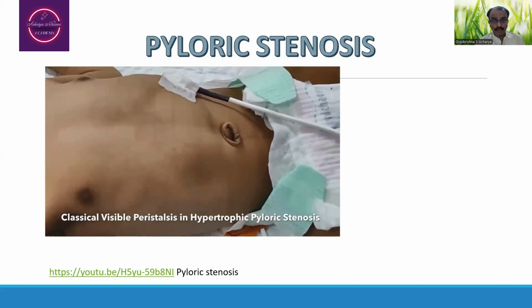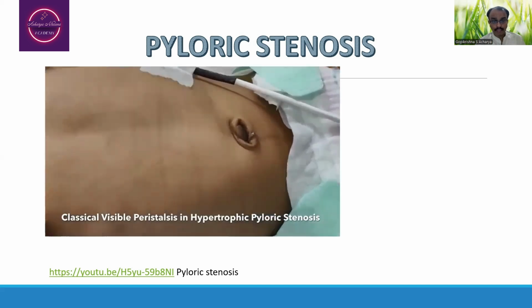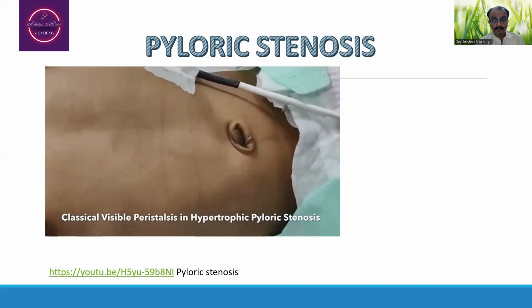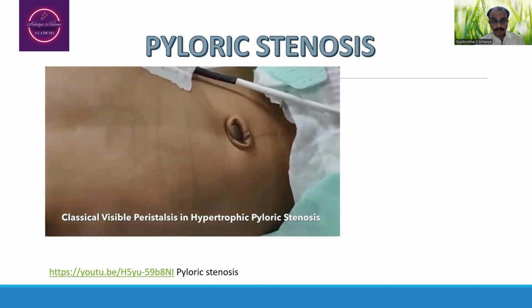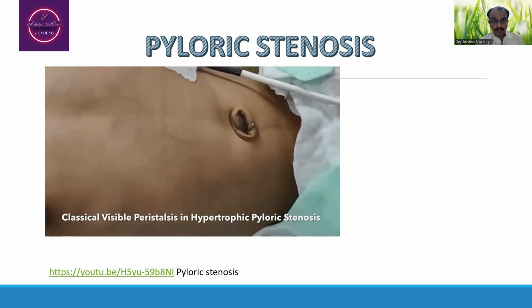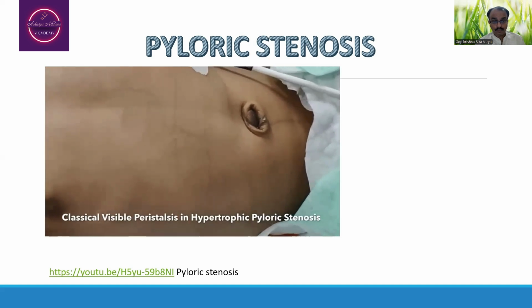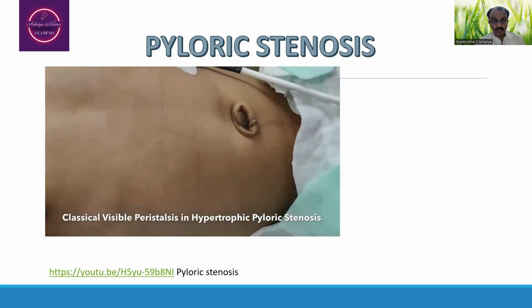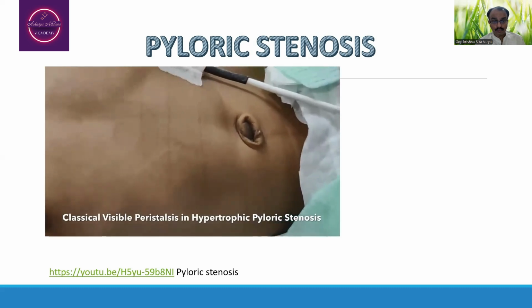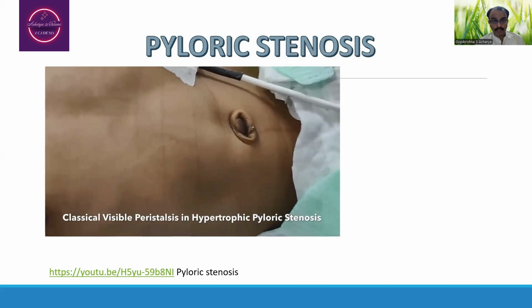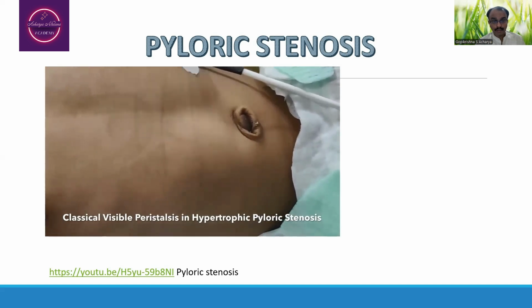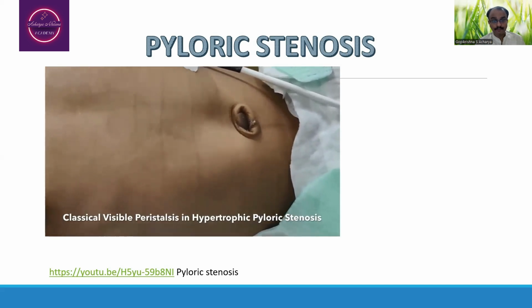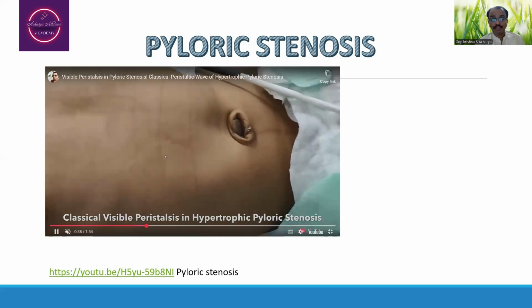Here we are going to see the movement of the peristalsis from left to right. Observe again, left to right. This is indicative of pyloric stenosis.